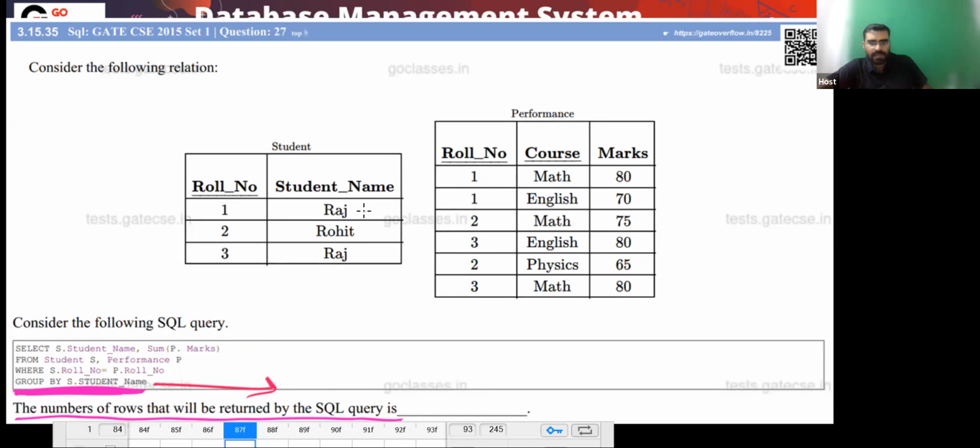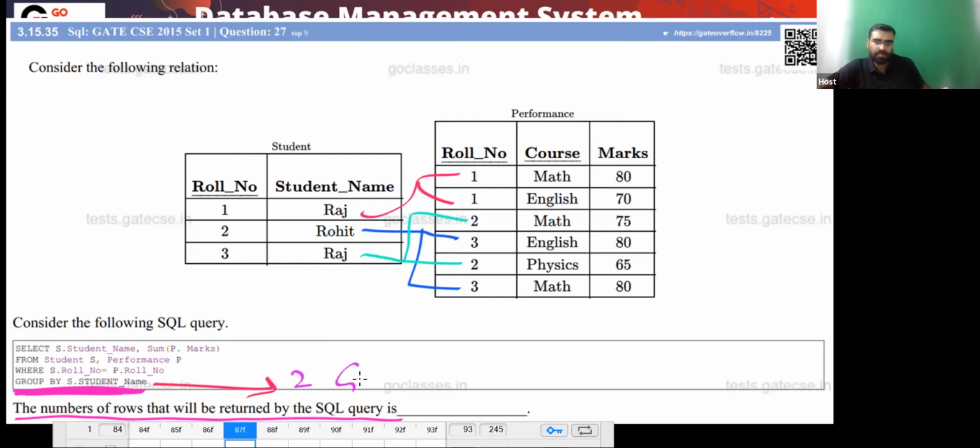You know that at least this matching will happen, and you can notice this matching is going to happen. The point is that you will get two groups. Because there is no having clause, you will basically get two groups.